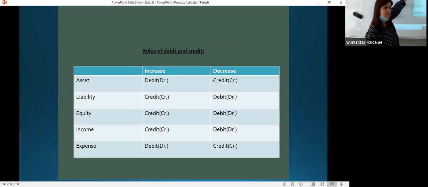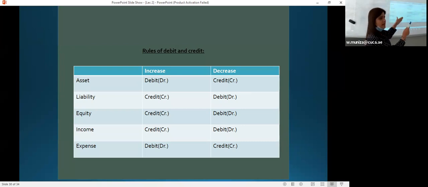There are 5 elements of accounting: assets, liabilities, equity, income, and expenses. Students, whenever there will be an increase in asset, we are going to debit it. Whenever an asset is increasing in the business, whenever an asset is coming to the business, we are going to debit it. Say, for example, we are purchasing a van. Van is coming in the business, asset is increasing in the business, we are going to debit it.